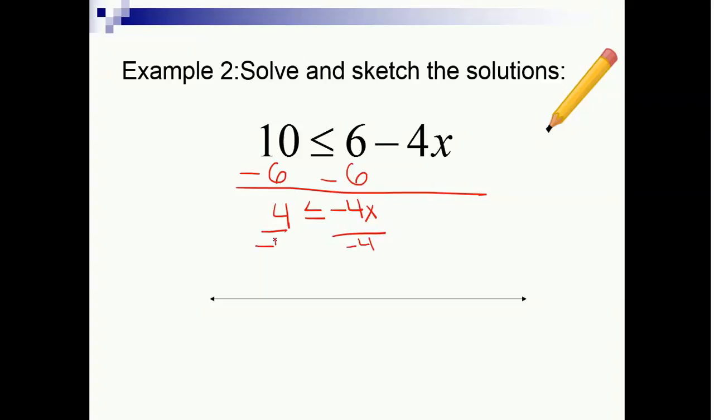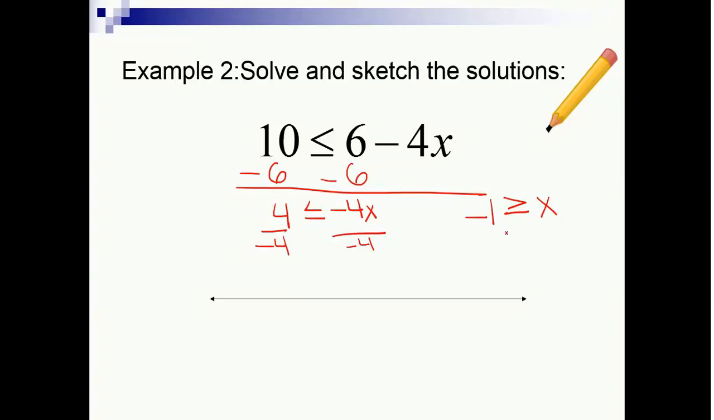Now, there should be a little warning light in the back of your head going, warning, warning, warning. You divided by a negative. That's good. You gotta keep that in the back of your mind. Since I divided by a negative, not only do I get negative 1, but notice how I have less than? I'm going to flip my sign around because I need to. I need to flip that sign. I divided by a negative. So, what are we going to do now? Well, I solved it. I have negative 1 is greater than or equal to x.